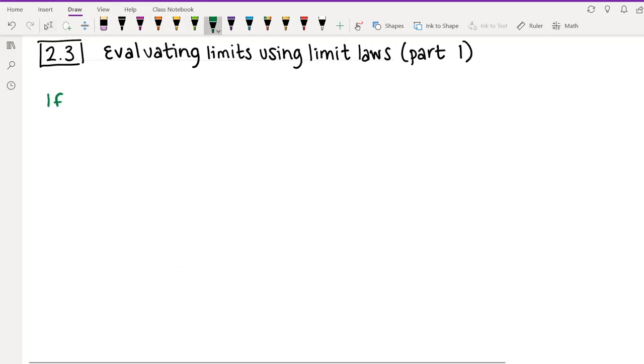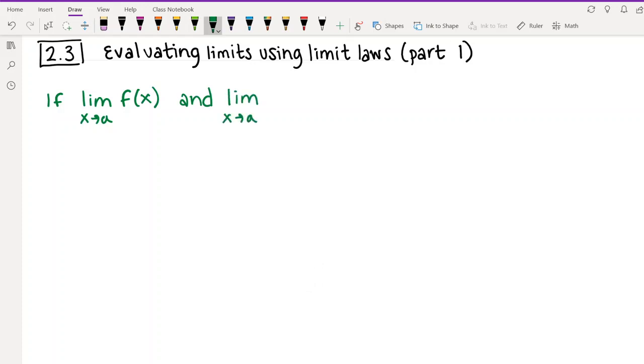So if the limit as x approaches a of f of x, and the limit as x approaches a of g of x, if those limits both exist and are finite, meaning that they're both finite numbers, they're not infinity or negative infinity. So you have two different functions, you're taking the limit of them. If those limits both exist and neither is infinity, then if you combine the functions f of x and g of x in different ways, you can combine their limits in the corresponding way.